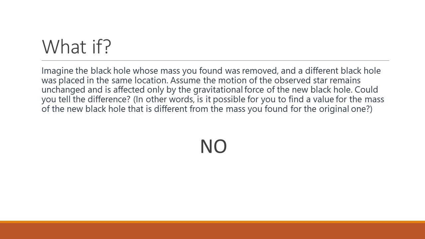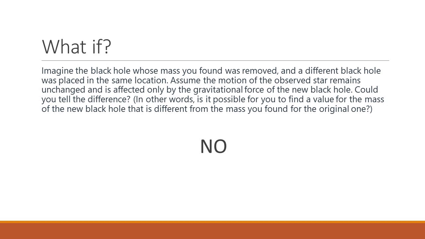Imagine the black hole whose mass you found was removed and a different black hole was placed in the same location. Assuming that the motion of the observed star remains unchanged and is affected by the gravitational force of the new black hole, could you tell the difference? Is it possible for you to find a mass of a black hole that is different from the mass of the original one? No. Since we're using the formula in the opposite direction, we're using the motion to find the force and hence the mass.